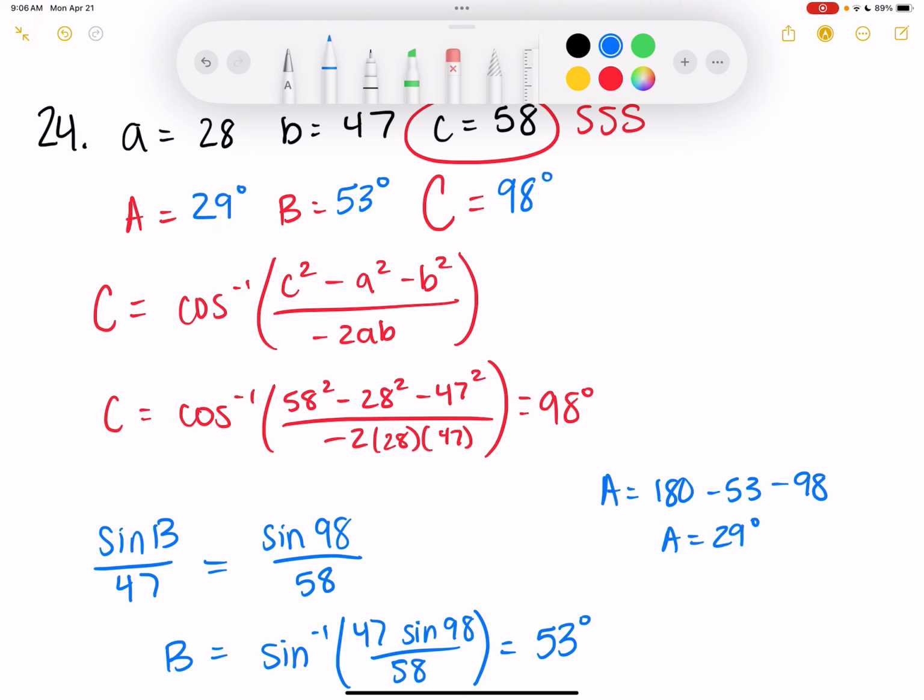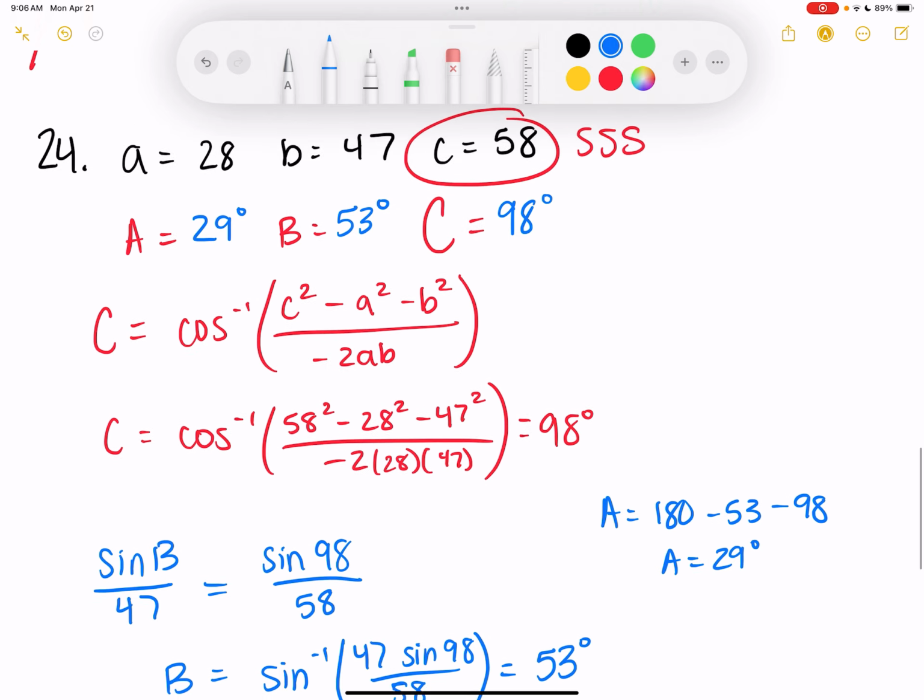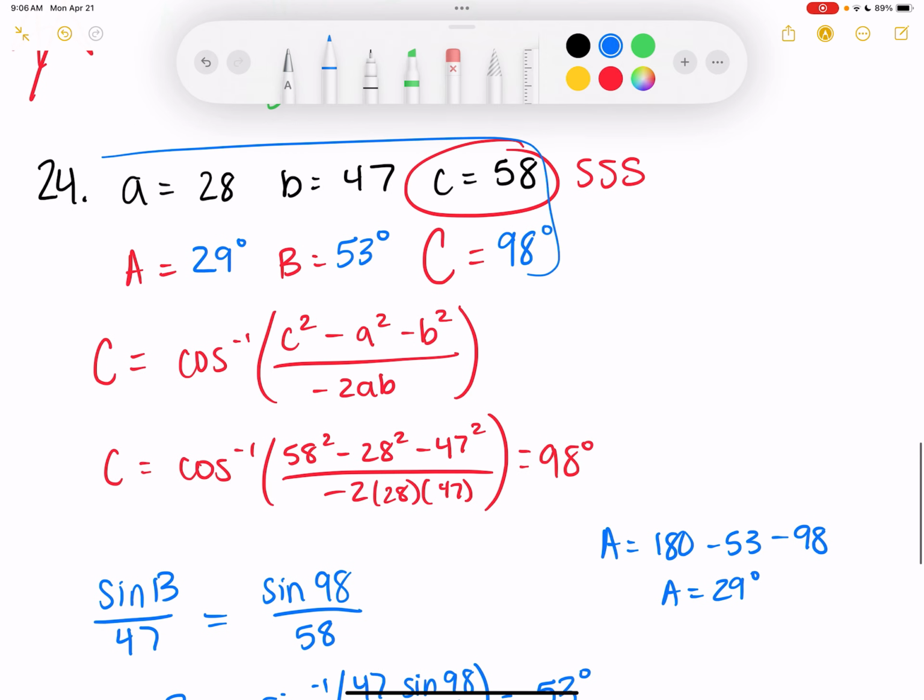And that makes sense. Smallest angle and smallest side go together and so on and so forth all the way up. So this would be my triangle solved out here. Any questions on that one?